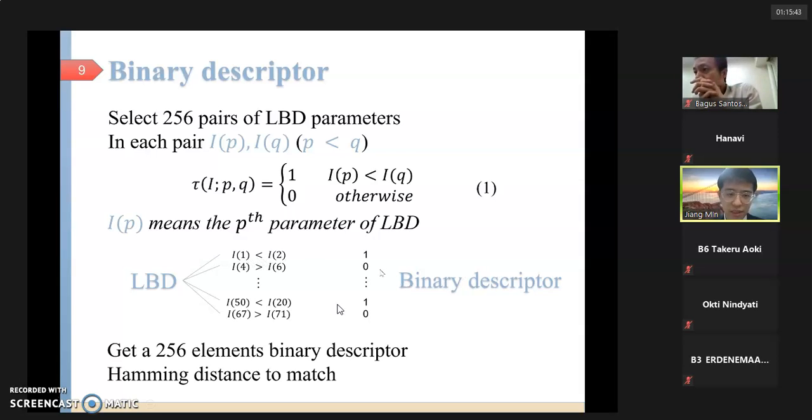As we selected 256 pairs of LBD, we will get 2056 binary describers, and we will calculate the distance by using the Hamming distance.